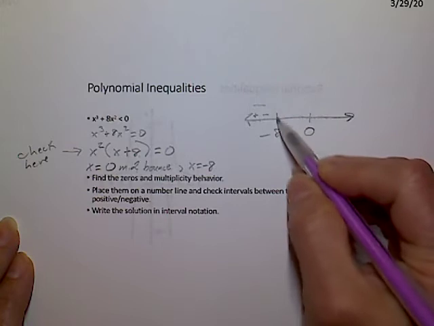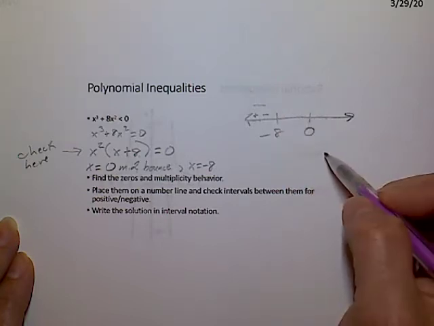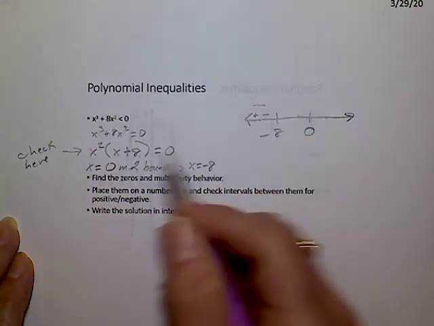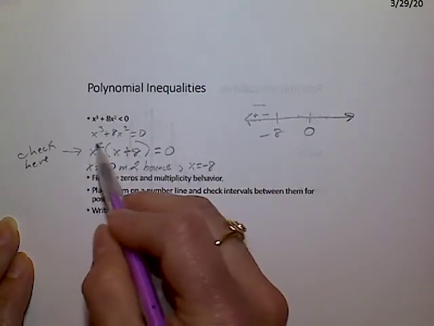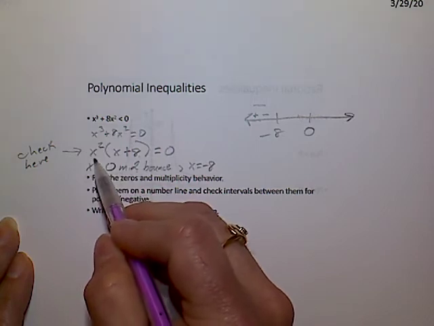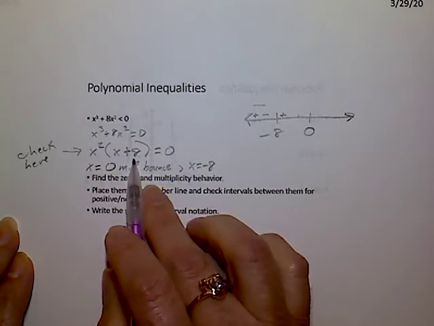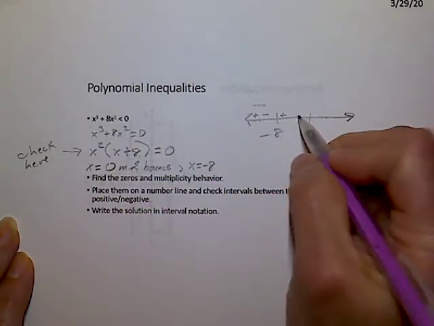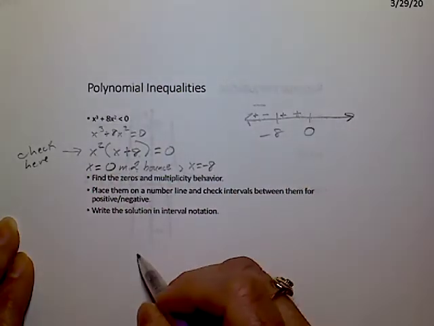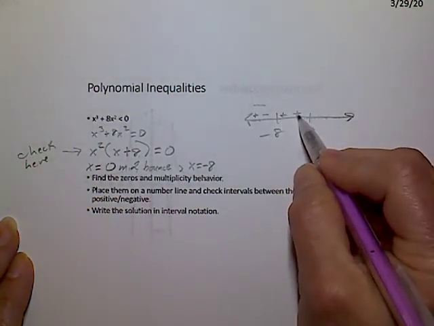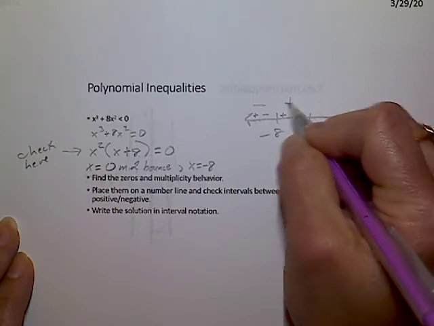I'm going to pick something in between negative 8 and 0. Let's pick negative 2. It's a nice number. So I pick negative 2. I'm going to put it in here in this factored form. Negative 2 squared is a positive number. And negative 2 plus 8 is also a positive number. It does not matter what number it is. All I need to know is that a positive number times a positive number is a positive number.